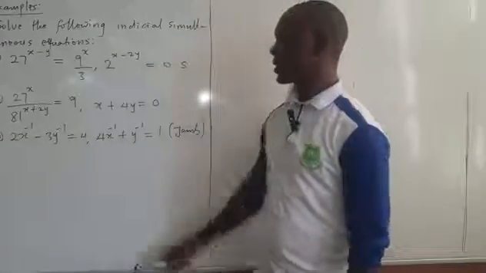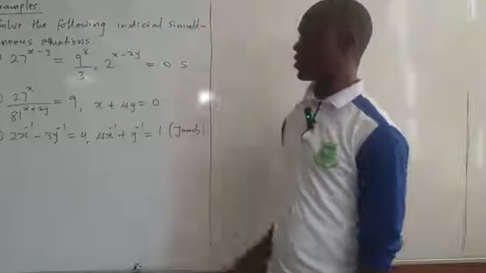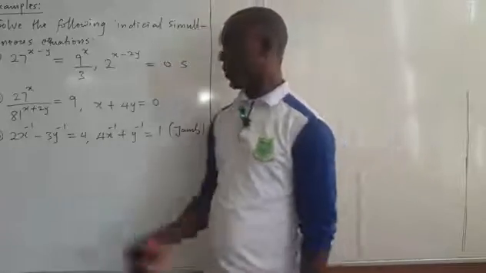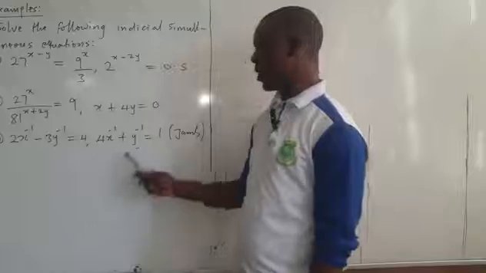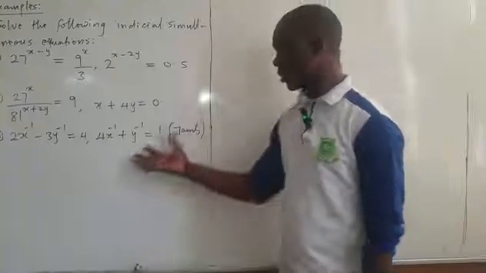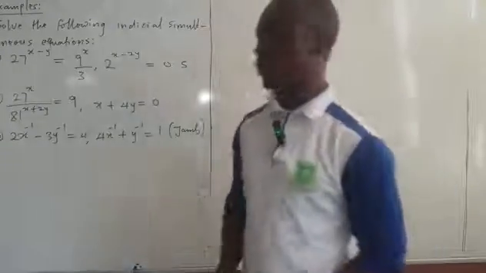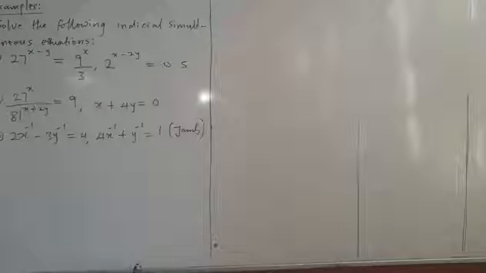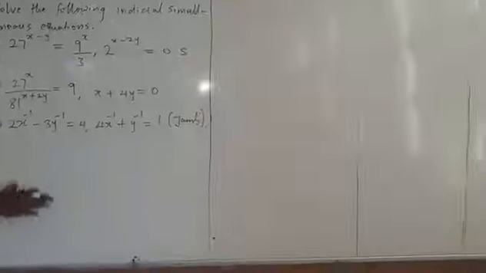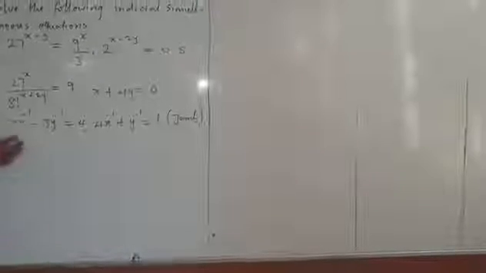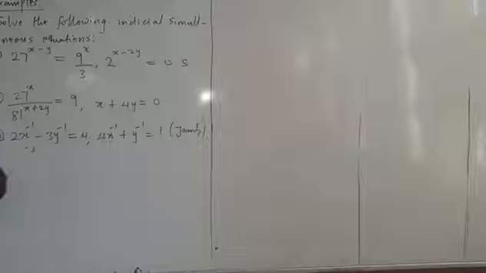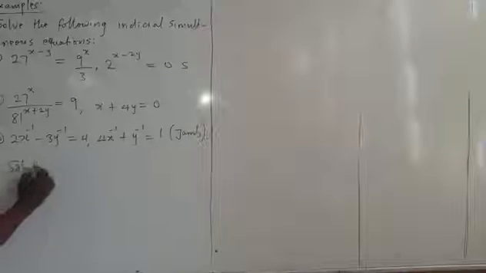So example number 3 says, we are still on indicial simultaneous equation. Example 3 says 2x raised to the power minus 1 minus 3y raised to the power minus 1 equals 4, and 4x raised to the power minus 1 plus y raised to the power minus 1 equals 1. So you see this question, you can see it's a jump question. To solve this, we can introduce another constant, or you can solve it even without expressing them in linear form, using another method.